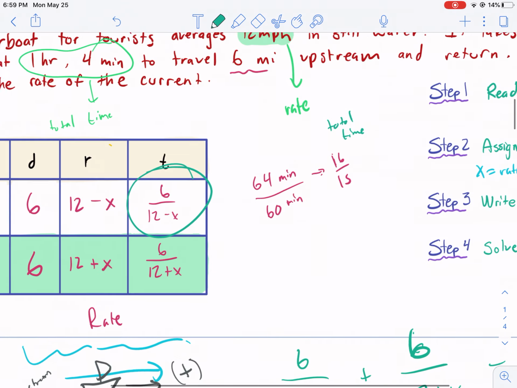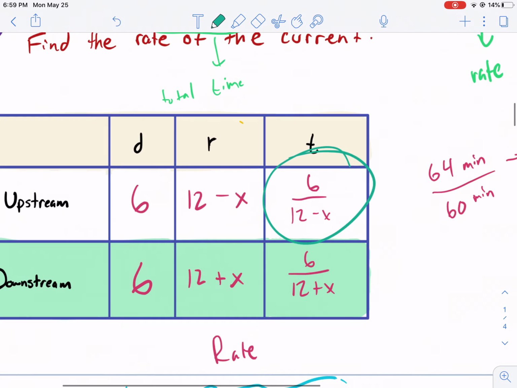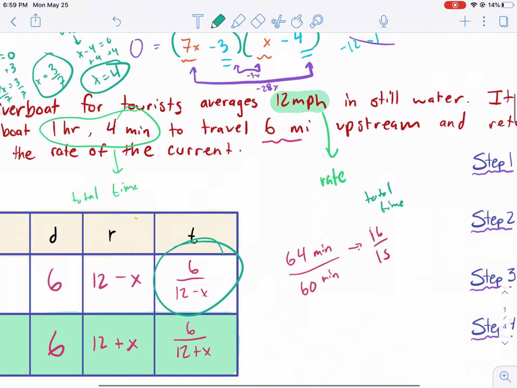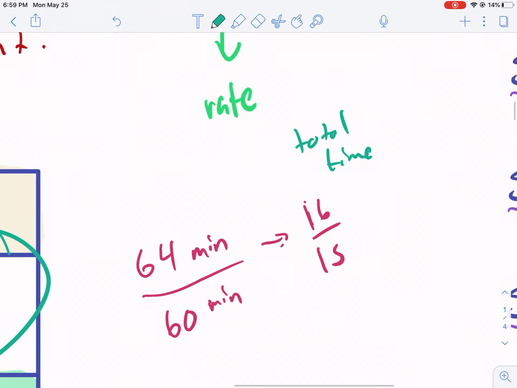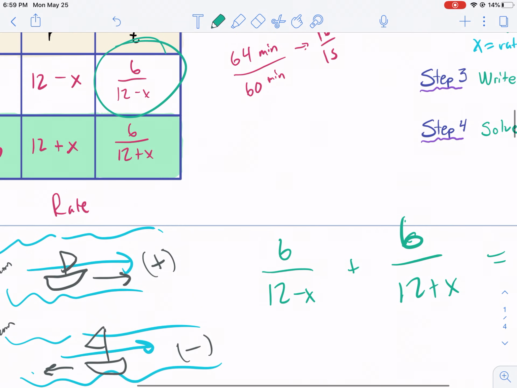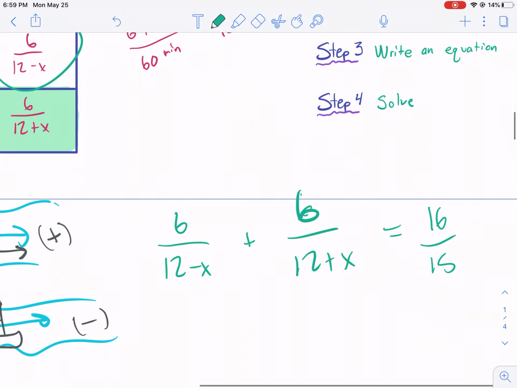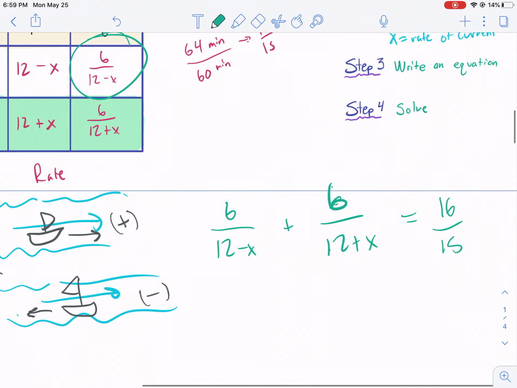Now, the reason why I converted to hours is because these are already in 12 miles per hour. If you wanted to convert 12 miles per hour to miles per minute and then use minutes, you could do that. But you need to have everything in the same units, even the rates. So because it was already in per hour, I decided to keep the total time in hours, so 16 over 15 instead of 64 minutes.